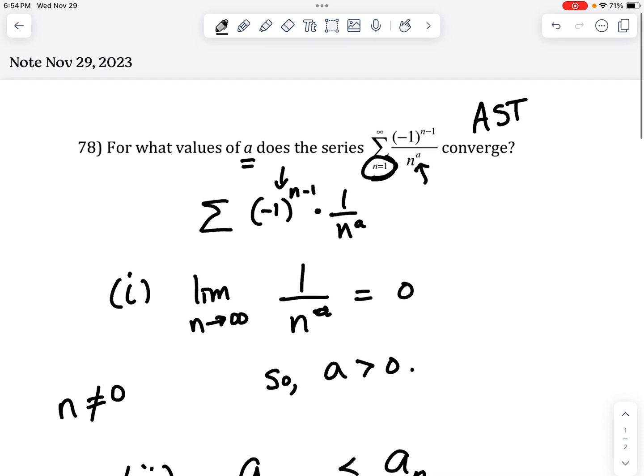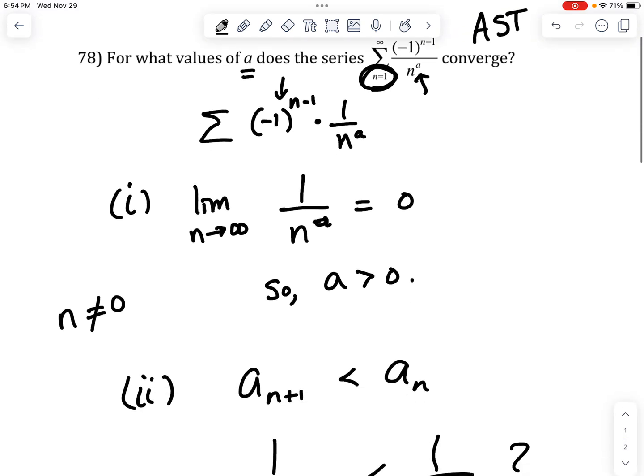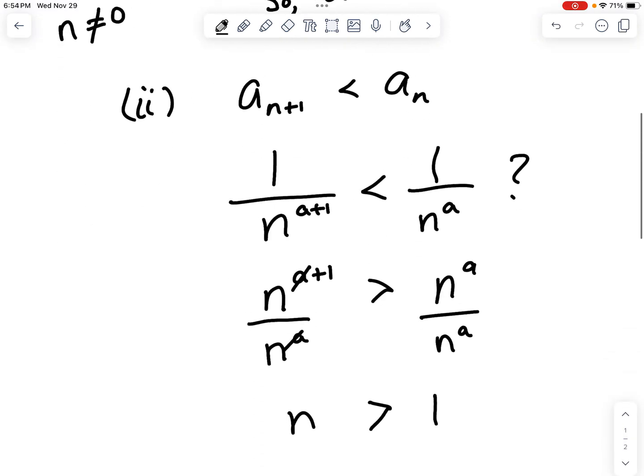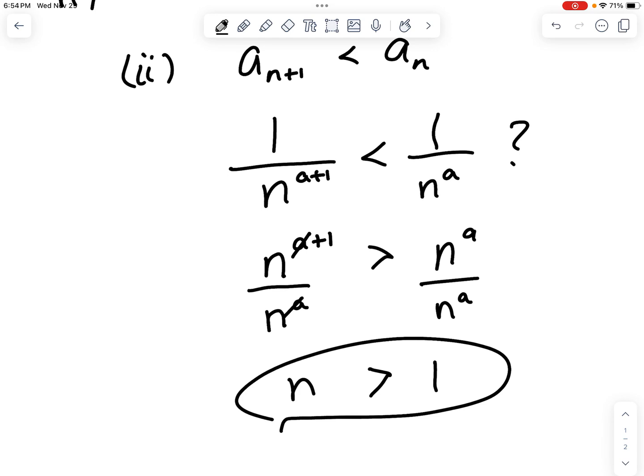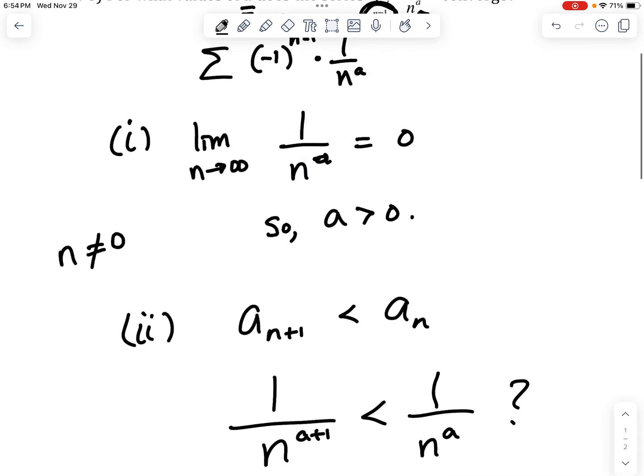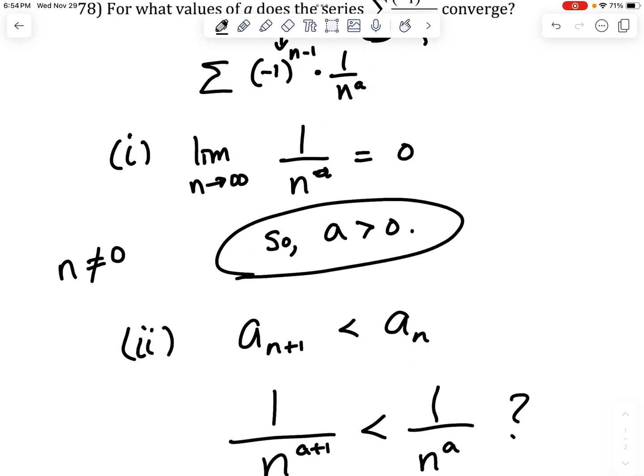Well, n is starting at 1, and it doesn't really matter what happens the first term. As long as n is bigger than 1, it works. So it turns out this one did not give us a restriction on a, only this one did. It says a has to be positive. So this is the final smiley face answer. As long as a is positive, it will converge.